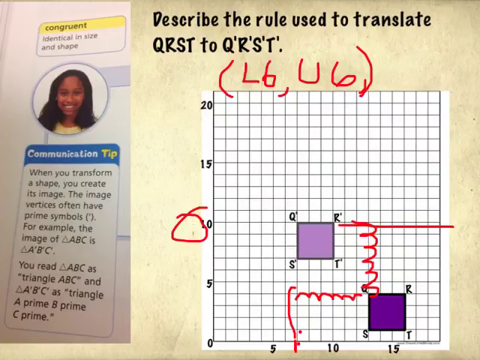Some of you I know are already wondering about the brackets. It's just another thing we do to keep it straight and keep it simple. And that's all there is to describing translations. L and R stand for left and right, U and D stand for up and down.